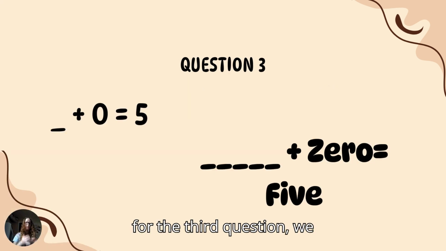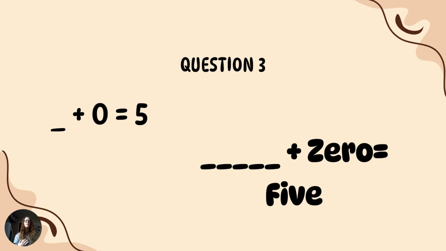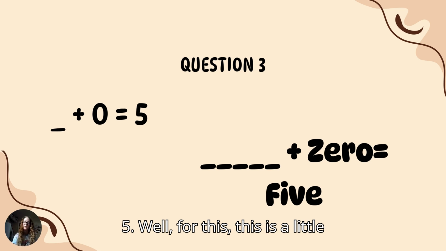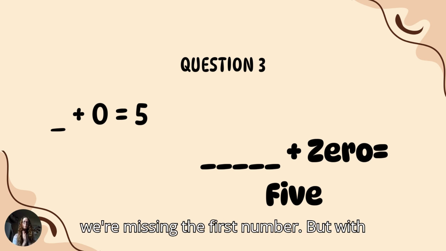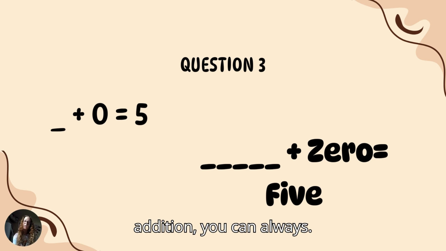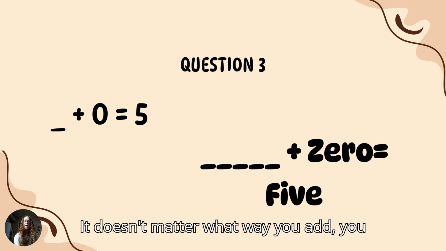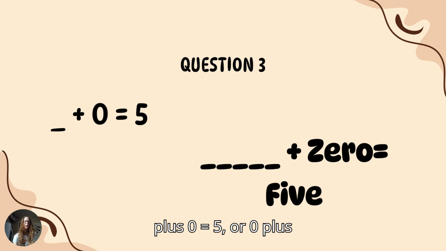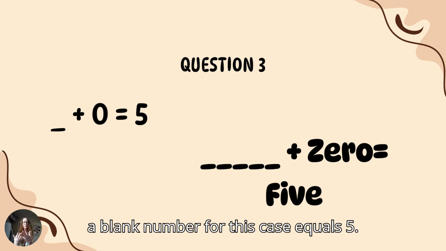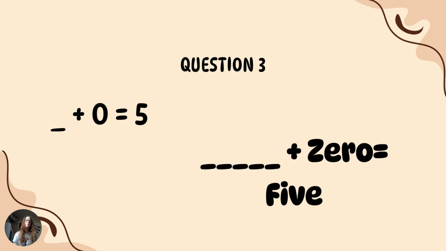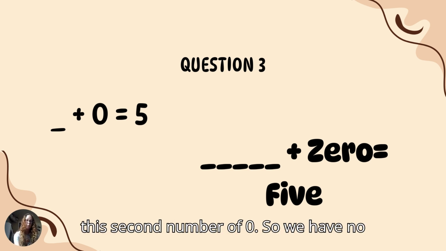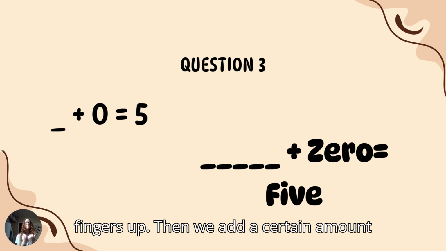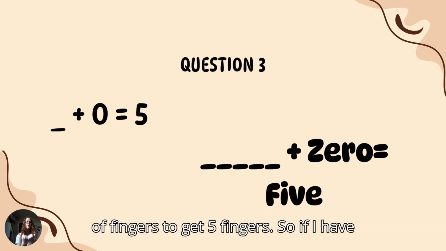Now for the third question, we have a number plus 0 equals 5. This is a little more challenging than the first two, as we're missing the first number. But with addition, it doesn't matter in what way you add. It can be the blank number plus 0 equals 5, or 0 plus a blank number, in this case, equals 5. To make it easier, we can start with the second number of 0, so we have no fingers up. Then we add a certain amount of fingers to get 5 fingers.